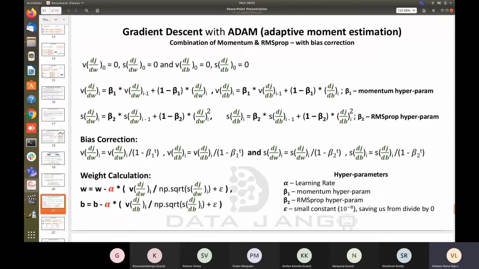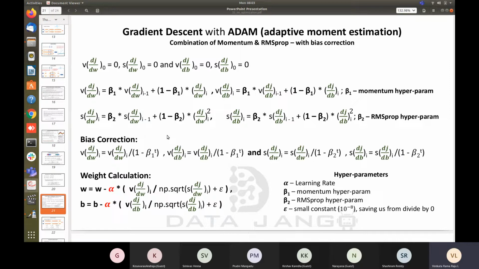See, beta 1 is the momentum constant, beta 2 is the RMS prop constant. We mixed both in Adam. Do you see that Adam is the most powerful one? We can say that theoretically, but sometimes SGD works better than all these. Okay, we need to try all these different things. There is a Nadam also. I didn't clearly see what that is, but it's all improvement.